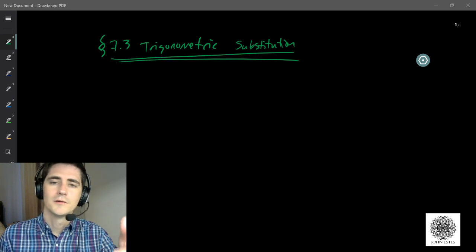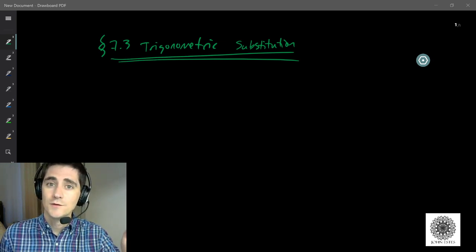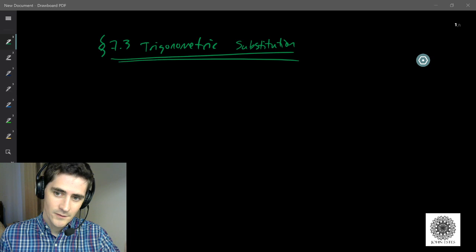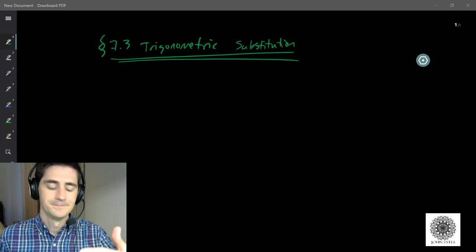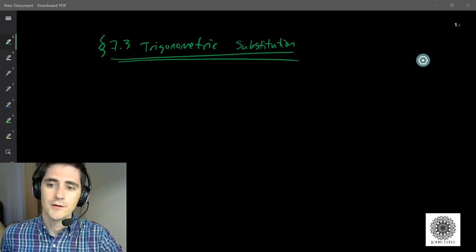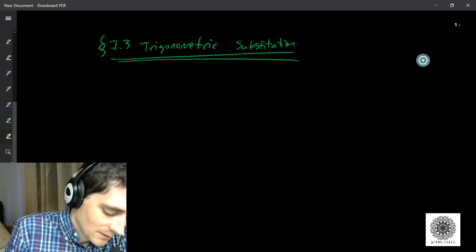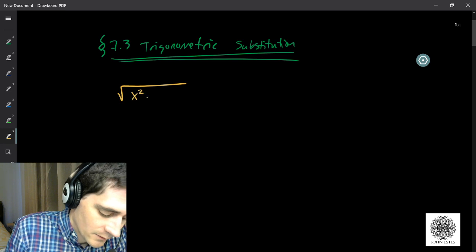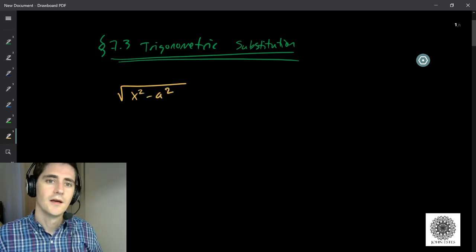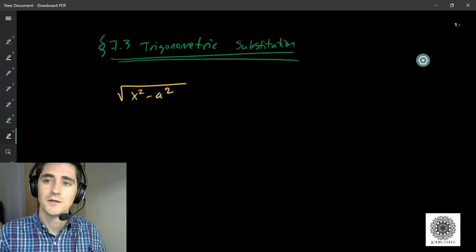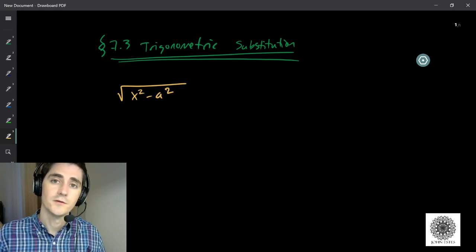Good morning. We're going to look at something called trigonometric substitution. It's a very useful technique to solve certain types of integrals. Okay, so here's an idea. If you had something like the square root of x squared minus a squared, if you're trying to integrate something like this, it's very difficult because u-substitution doesn't work.